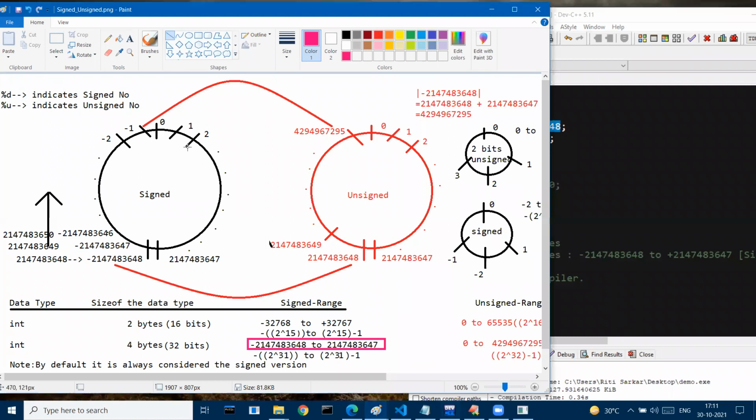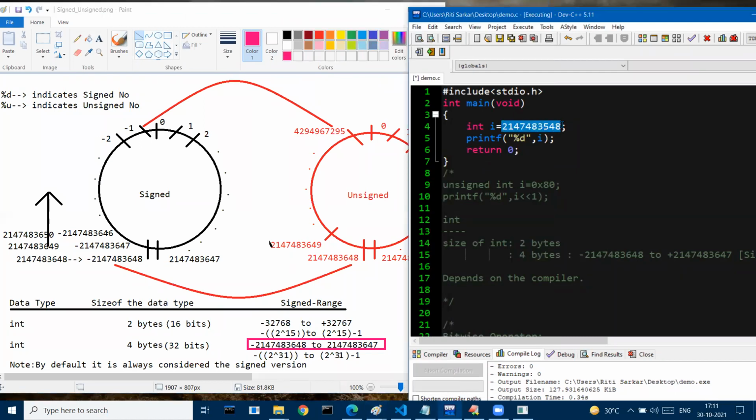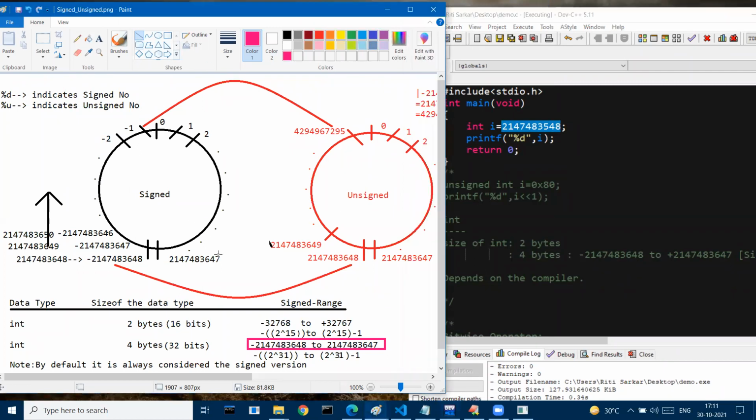Now see, students, in the positive direction, on the positive side, do you really have the existence of this value? No, sir. Up to 47 I have the existence, but 48 I don't have. Then 48 will be where? On the other side, sir.